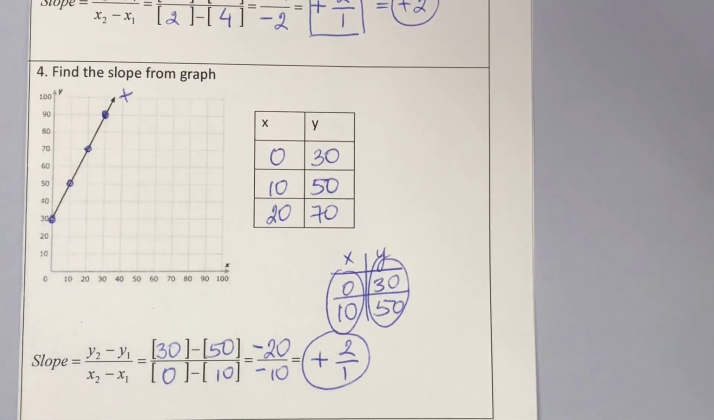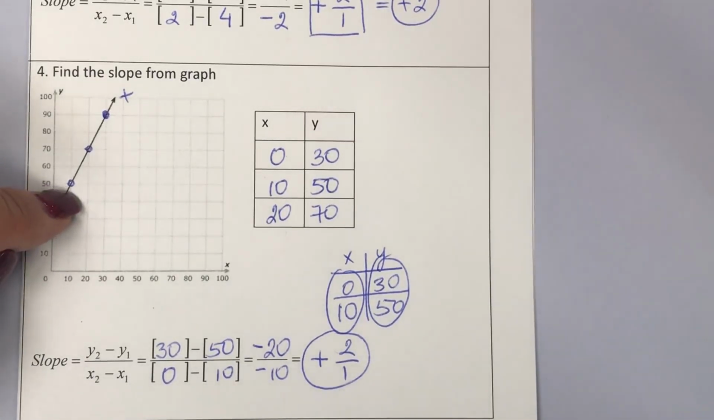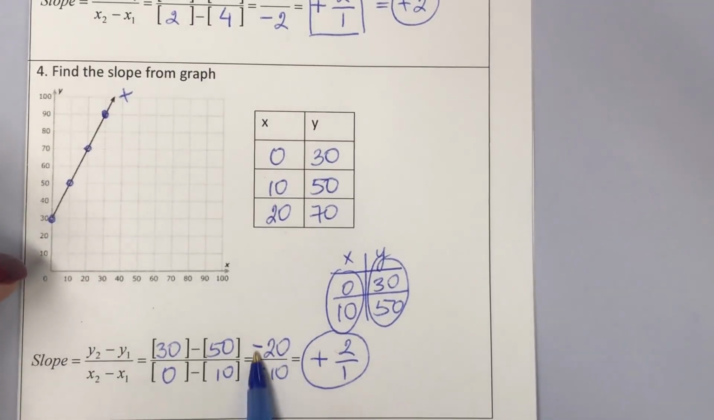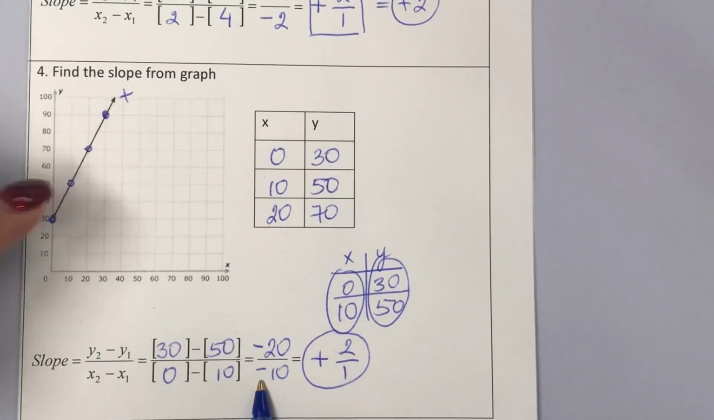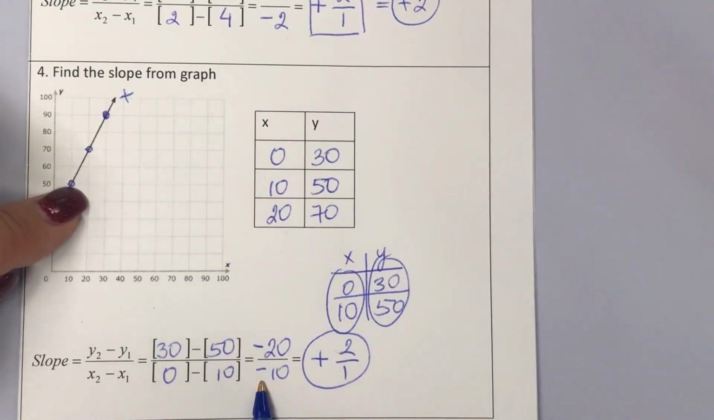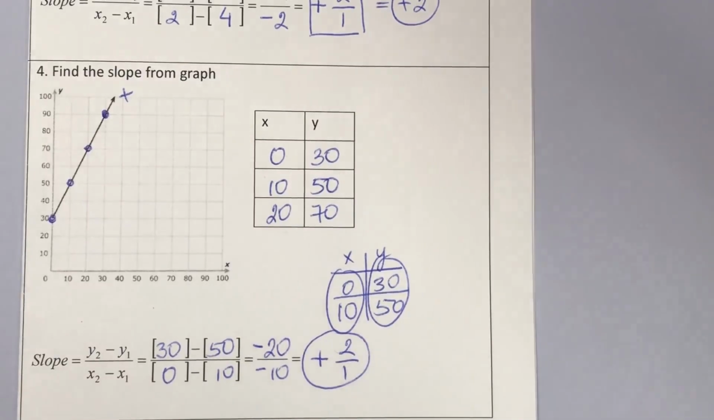For every 2 units up, there is 1 across. Or for every 20, there is 10, which was the ratio simplified 2 to 1. If I look at the graph, I have 10, 20 over 10. From 30 to 50 is 20 over 10. And that simplifies to 2 over 1.